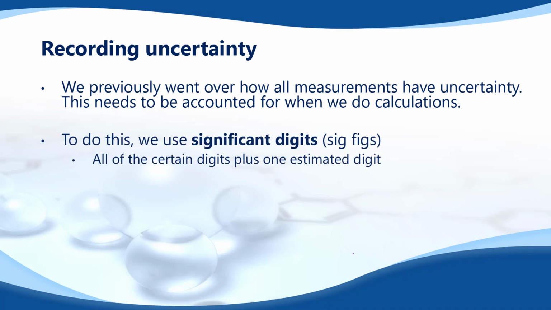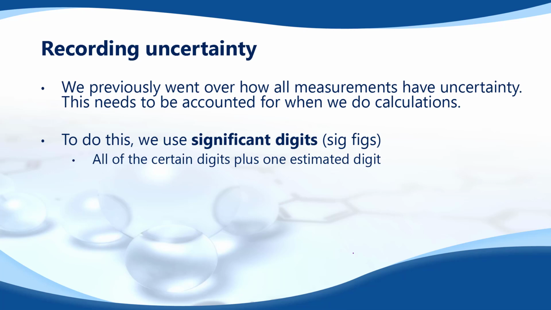A sig fig is all the digits in your measurement device plus one estimated digit. Right? So just as we were saying earlier with measurements, read them off the device, estimate the last one. If we give you a measurement, the last digit of that measurement is always estimated.